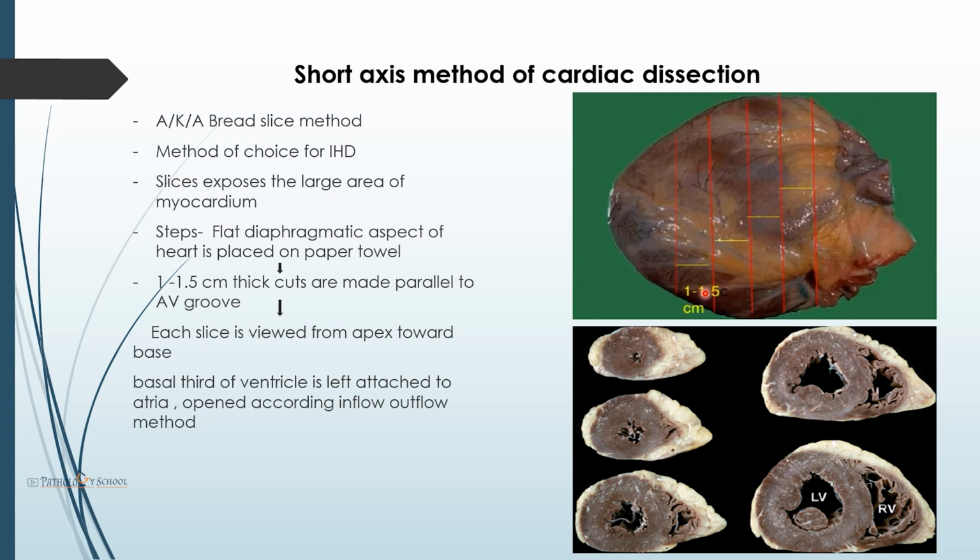The steps: first, the flat diaphragmatic aspect of the heart is placed on a paper towel. With the help of a long knife, 1 to 1.5 cm thick cuts are made parallel to the atrioventricular groove. Each slice is viewed from apex toward the base. The basal third of the ventricle is attached to the atria and opened according to the inflow and outflow method of heart dissection.